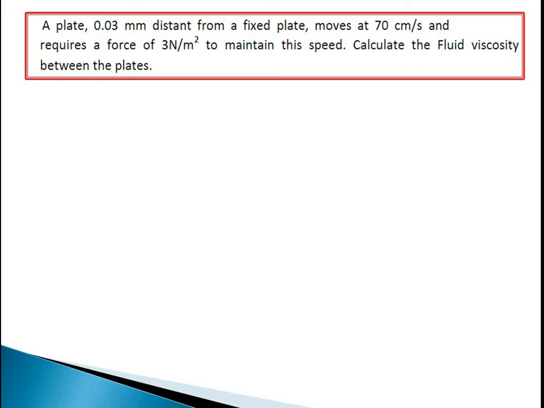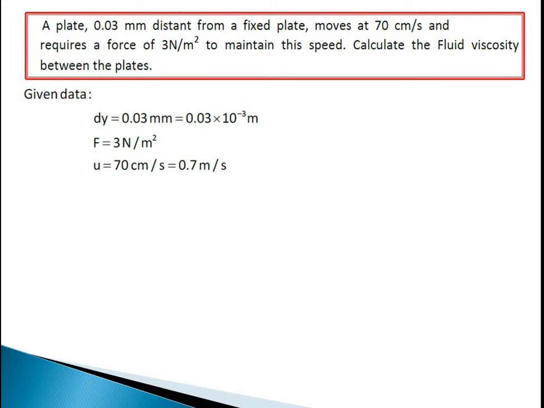Now what is the speed of motion? It is 70 centimeter per second, and for that purpose the required force is 3 Newton per meter square to maintain the speed of 70 centimeter per second. From this data we have to calculate the fluid viscosity between the plates. So here dy is 0.03 mm, F, that is the force required, is 3 Newton per meter square, and u is the velocity, given as 70 centimeter per second, which is 0.7 meter per second, and we have to find the value of mu, that is, viscosity.